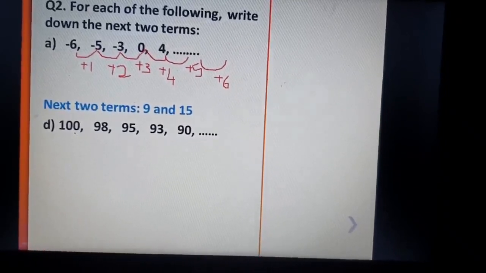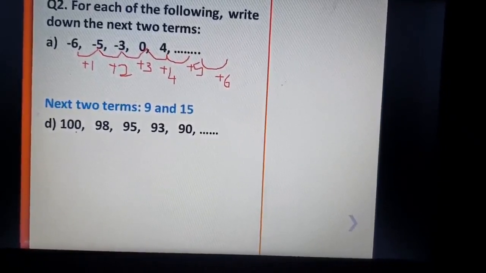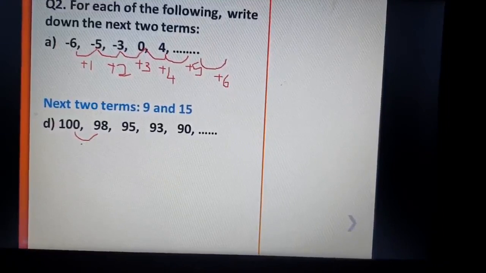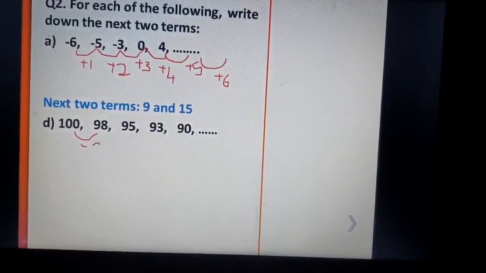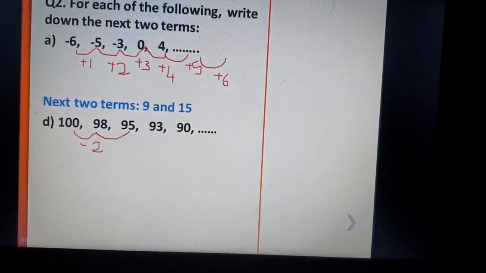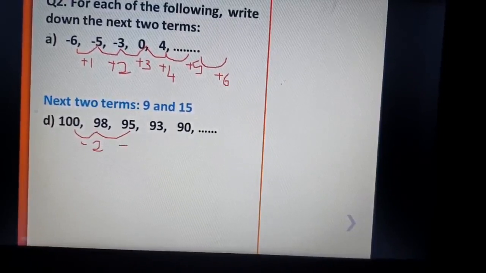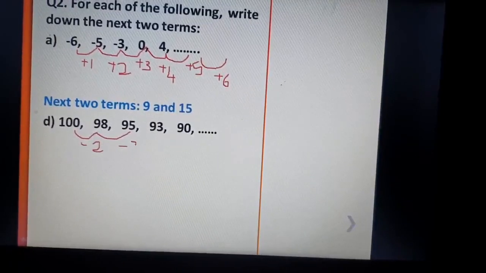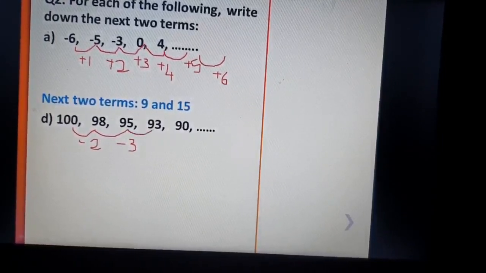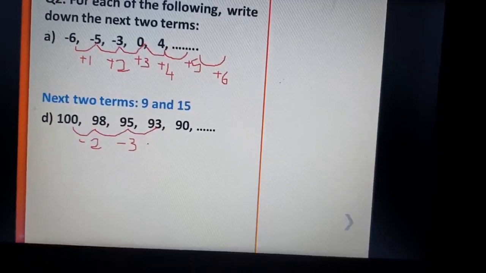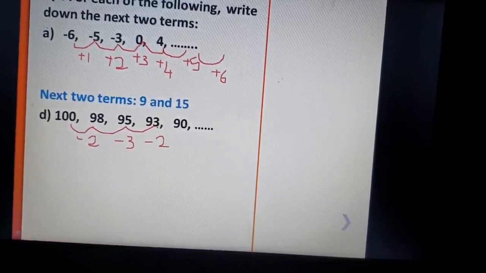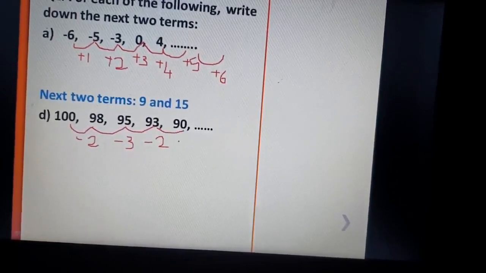Similarly, question number D. Here you can see 100, 98, 95, 93, 90, etc. So how will 100 become 98? Yes, it's easy, minus 2, correct? Now, how will 98 become 95? Yes, it's not minus 2, it's minus 3. Yes. Now, how will 95 become 93? Is it minus 4? No, it's just again minus 2. Again, 93 becoming 90. So what is it? Yes, it is minus 3.